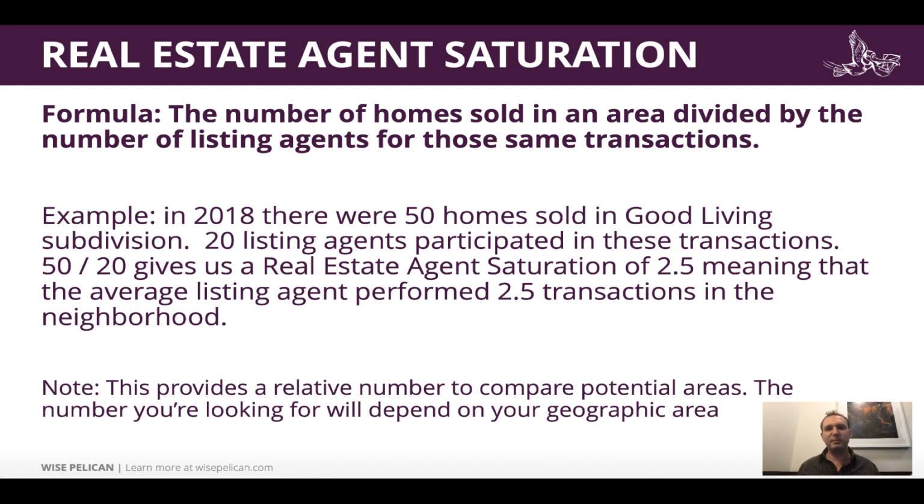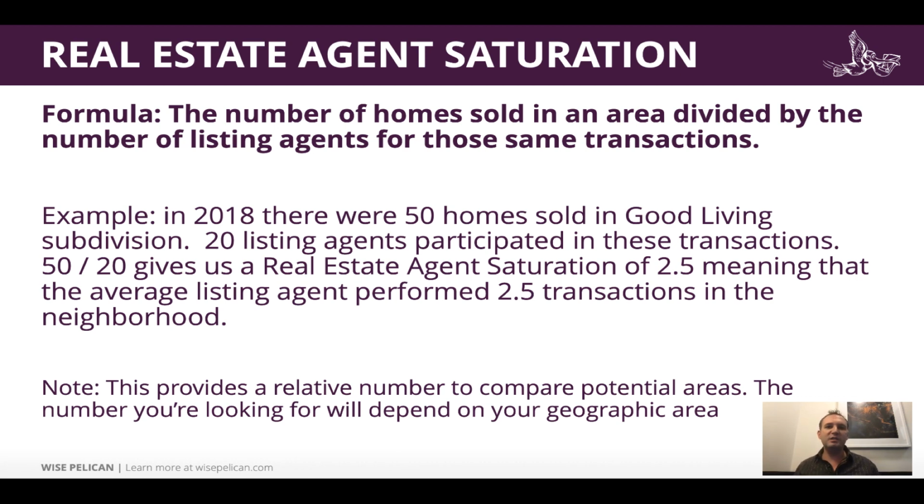On a more scientific, mathematical, quantitative level, what we want to do is look at how many agents participated in those transactions. You can use Excel or a business intelligence tool to help you with this, or you can get manual, whatever your level of comfort is with these different tools. But essentially, if we have a subdivision that has 50 homes that sold in the last year, and of those 50 homes, 20 different agents were involved, that gives us a realtor saturation rate of 2.5, right? Meaning that, essentially, each agent performed approximately 2.5 transactions in that neighborhood.